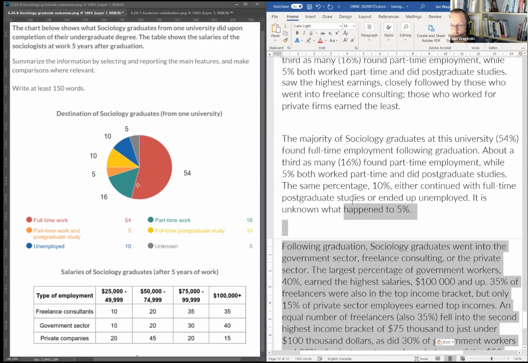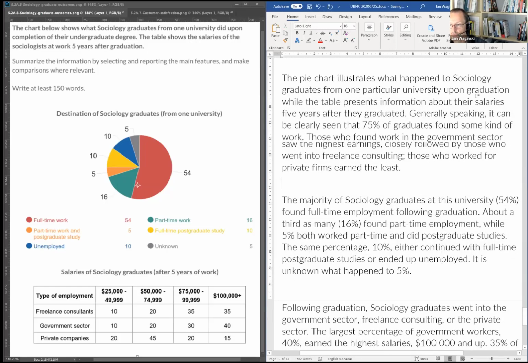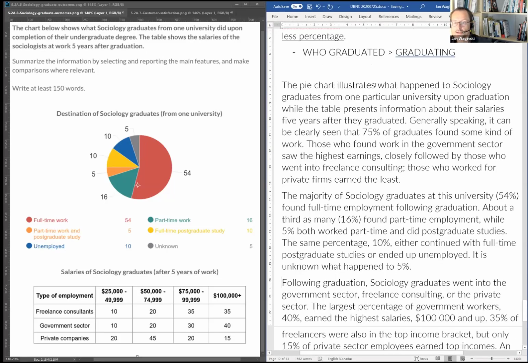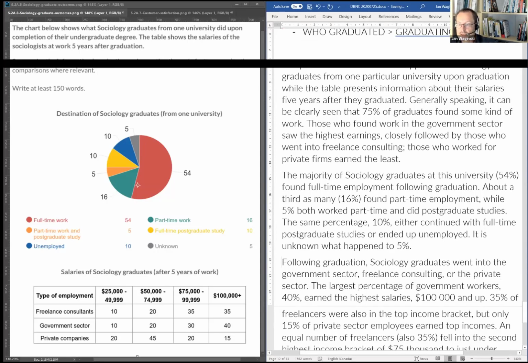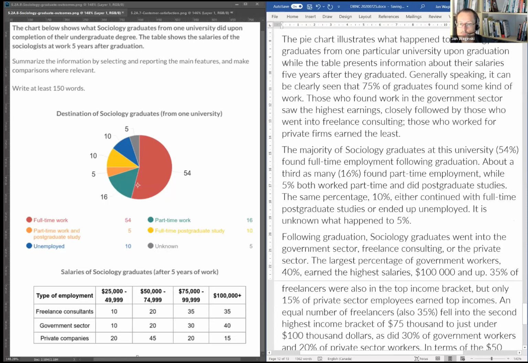How long is this one? It's 285, so it's too long, but this is what I wrote in the time that you were writing your general overview. The pie chart illustrates what happened to sociology graduates from one particular university upon graduation, while the table presents information about their salaries 5 years after they graduated. Generally speaking, it can be clearly seen that 75% of graduates found some kind of work. Those who found work in the government sector saw the highest earnings, closely followed by those who went into freelance consulting; those who worked for private firms earned the least.